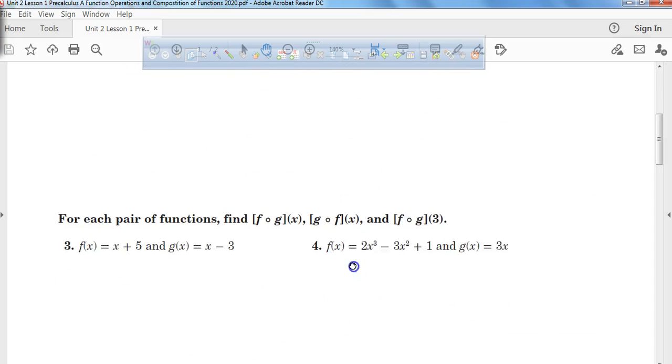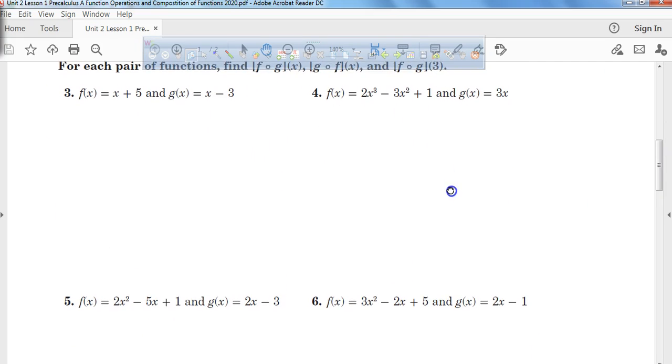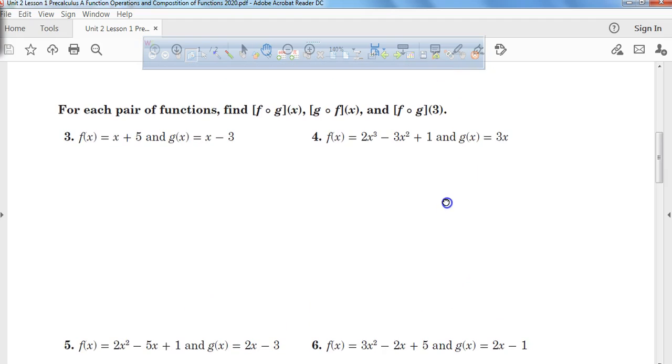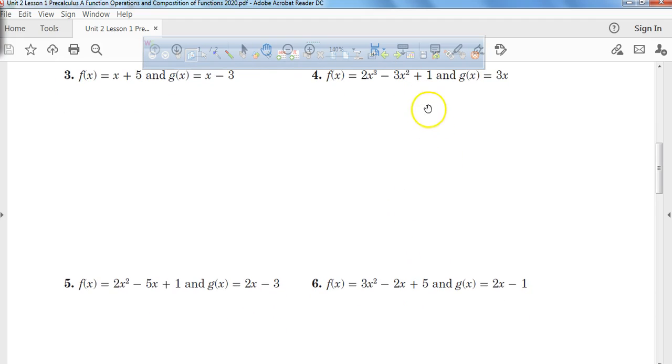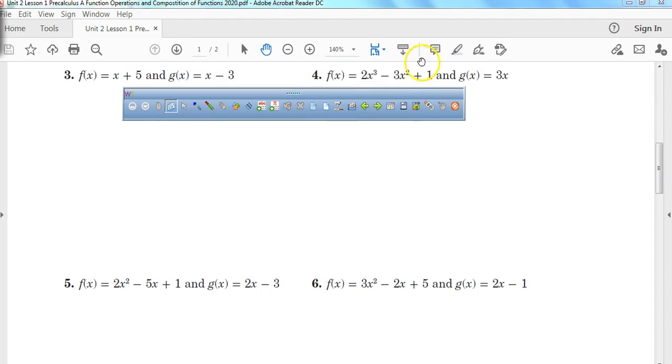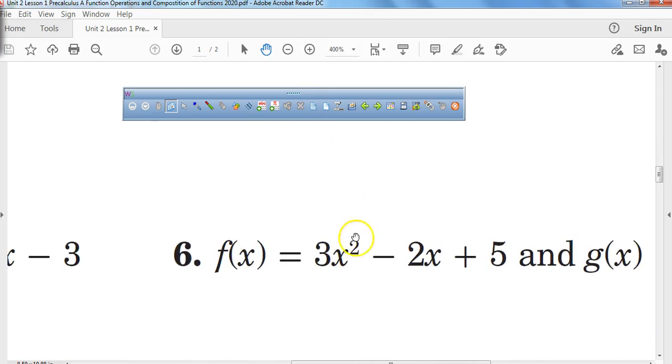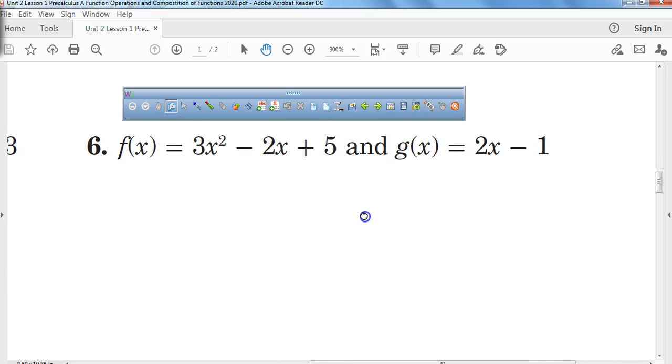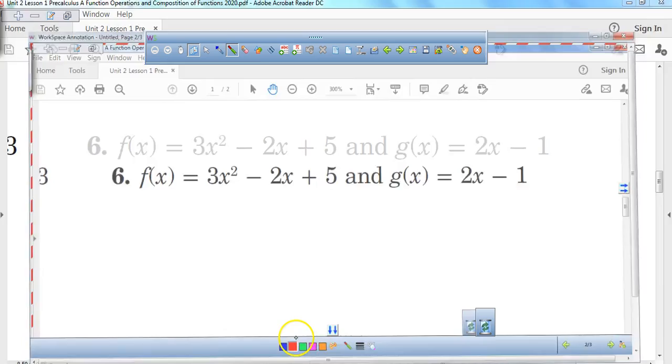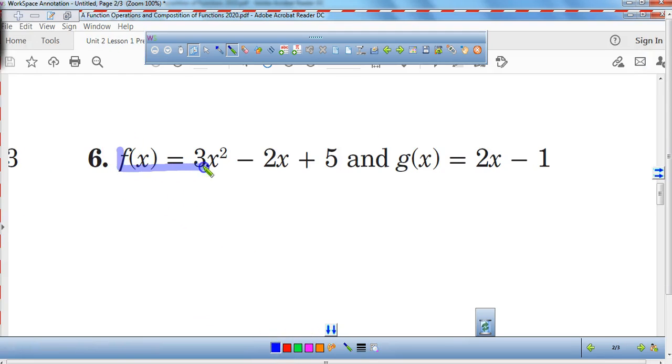Okay, now what we're going to do is go down to what's called operations on functions. I'm going to do what is f of g of x and what is g of f of x. We're going to talk about that, and I'm going to do it for problem number 6, because that's a little bit trickier one. Once again, I'm going to highlight this in blue. There's f of x, and here's g of x.